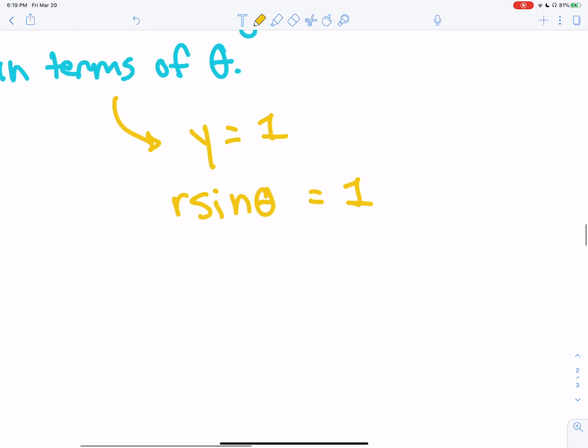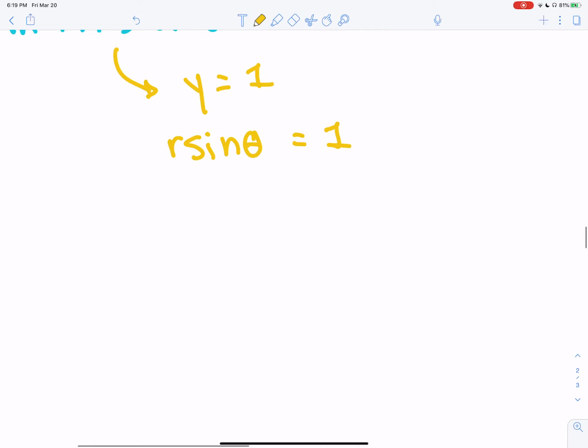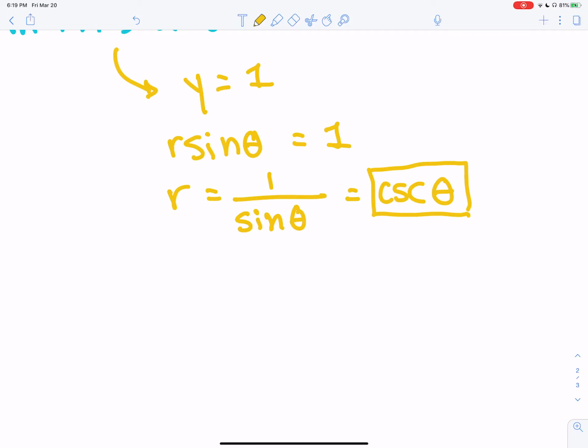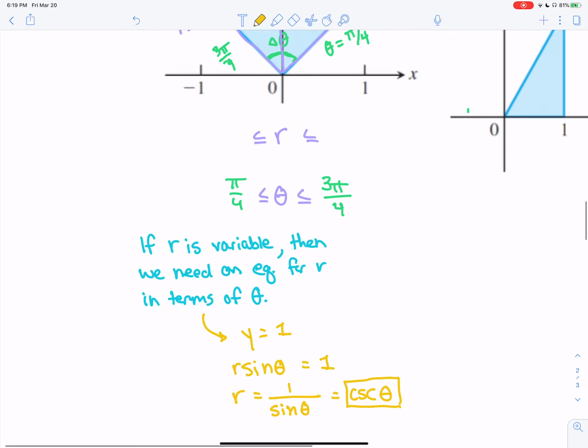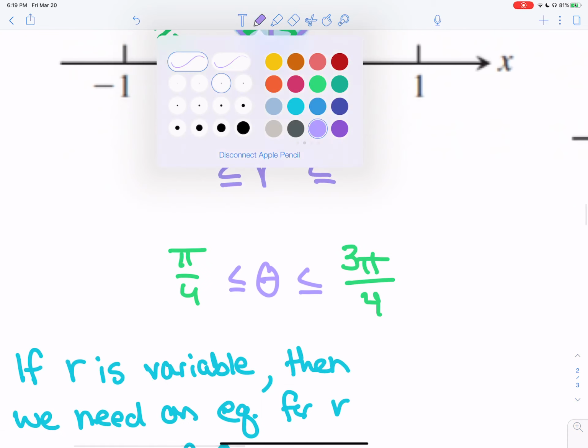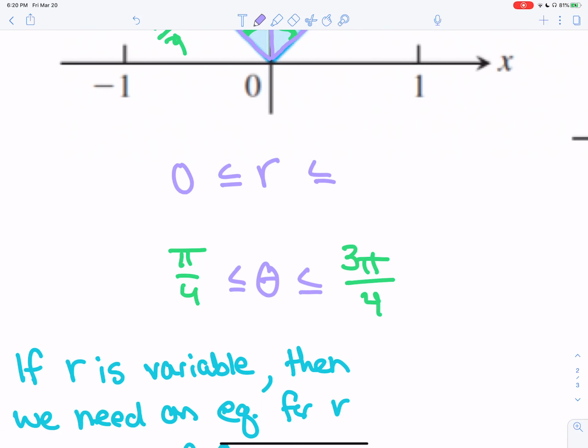So let's solve this for r. In this case, it would become r equals 1 over sine theta, which we know is the same thing as cosecant of theta. So that is our bound for r. It's a variable bound, but it is the bound nonetheless. So here we go, r will go from 0 to cosecant of theta.